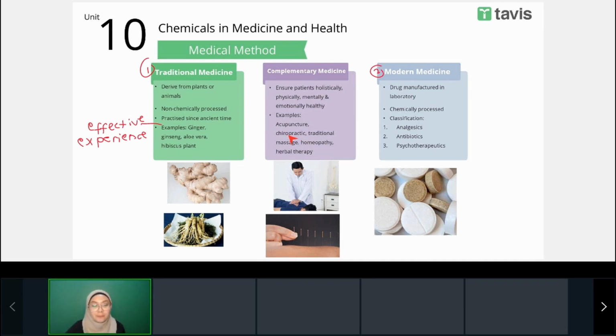The treatment focuses on the nerves. Others are traditional massage, homeopathy, which usually uses a little amount of natural products like plants or animal products, just a little amount, and herbal therapy. So the medical method divides into 3: traditional, complementary, and modern medicine.